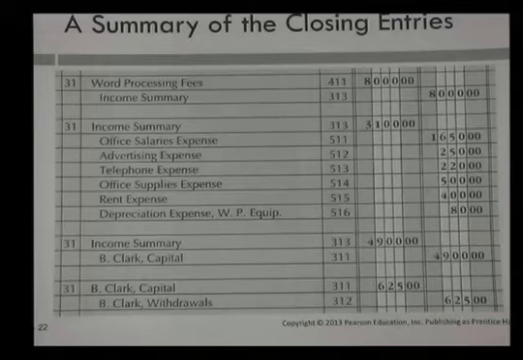So let's review. The purpose of closing entries is to close the temporary accounts. We're going to close revenue, expenses, and the withdrawals account. When you close an account, you make an entry that will get that account to a zero balance. This way, when they start a new accounting period, these temporary accounts will be able to collect all the revenue and expenses that occur in the new accounting period.